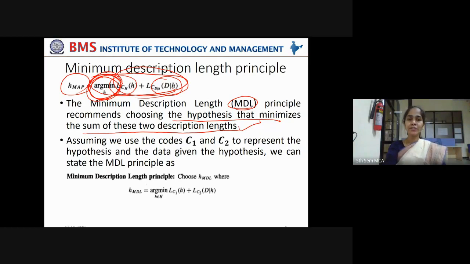Got it? Now, assuming we use the codes C1 and C2 to represent the hypothesis and the data given the hypothesis.